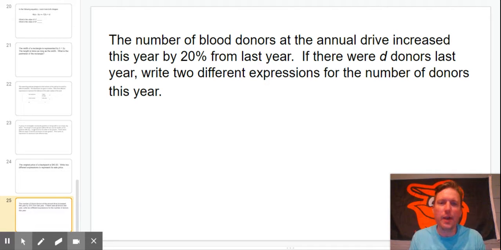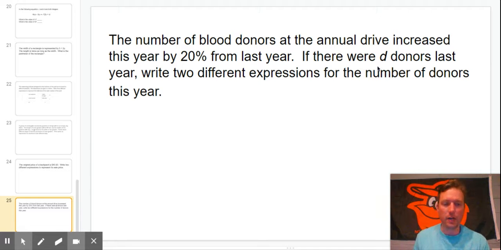So today we're going to do a very similar problem to the one we did yesterday, using equivalent expressions with percents. The problem we have today is: the number of blood donors at the annual drive increased this year by 20%. That's good news. If there were D donors last year, so we don't know how many donors we had last year, so we're going to use this variable D, write two different expressions for the number of donors this year.